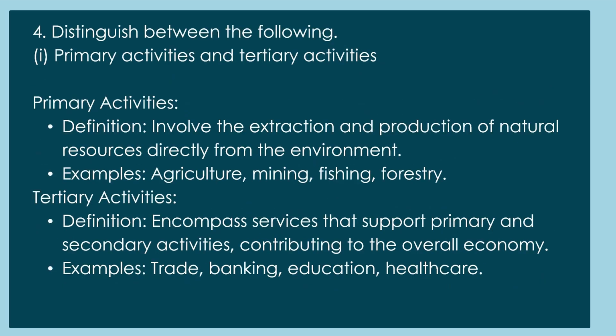Question number 4. Distinguish between the following. First one, primary activities and tertiary activities. Primary activities involve the extraction and production of natural resources directly from the environment. For example, agriculture, mining, fishing, and forestry. Tertiary activities encompass services that support primary and secondary activities, contributing to the overall economy. For example, trade, banking, education, and healthcare.